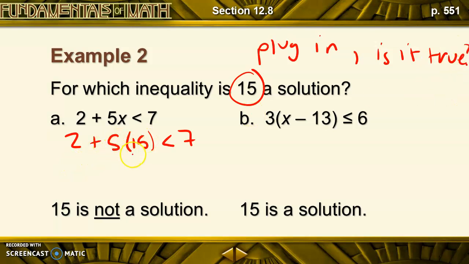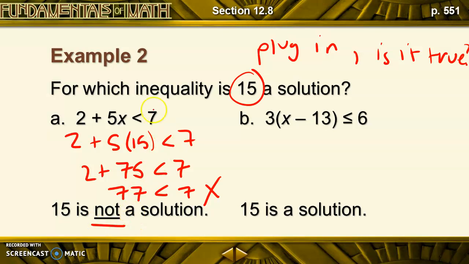So 5 times 15 is the same thing as 75 plus 2. And 2 plus 75 is 77. Is 77 less than 7? No. So it is not a solution. Now let's go ahead and try this next one.